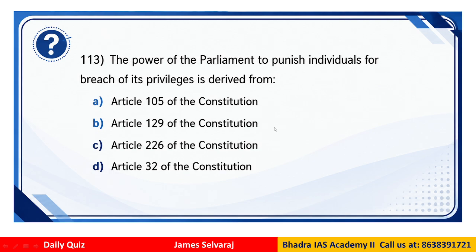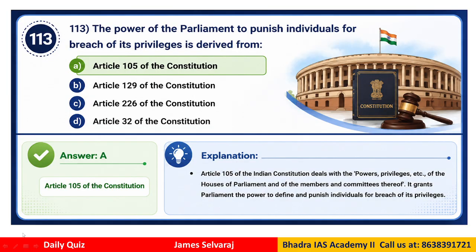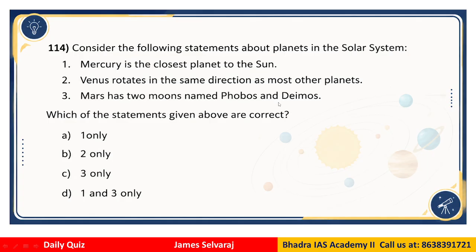Question 113. The power of the parliament to punish individuals for breach of its privileges is derived from which article? So article 105, 129, 226, 32. So what will be the correct answer? This should be a little easier. This is article 105. That is where the constitution deals with the powers and privileges of the houses of parliament and the members and committees thereof. So it grants the parliament the power to define and punish individuals for the breach of its privileges, like misuse, etc. Okay, so that is article 105.